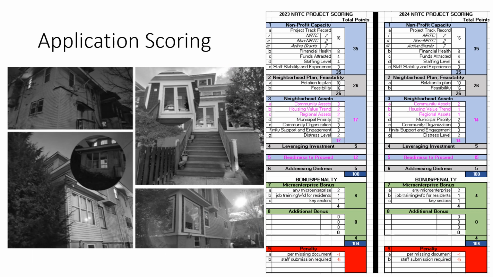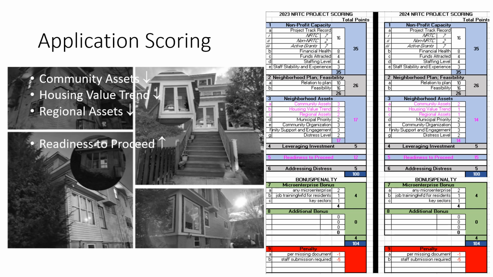We have application scoring for 2023 on the left and 2024 on the right. Possible points for most areas will remain the same as they were for the 2023 application. Changes in application scoring appear in hot pink. For 2024, we reduced points in the areas of community assets, housing value trend, and regional assets, and we increased points for readiness to proceed. With sufficient capacity and effective planning, organizations can demonstrate readiness to proceed with activities, but can't really improve scores in the areas where points were reduced.